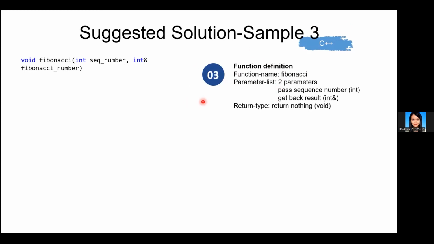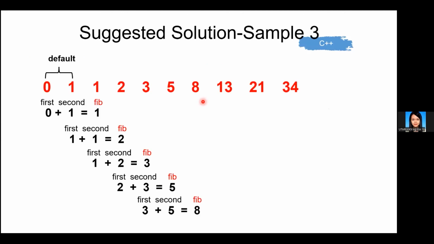Okay, so we're back to here. We have to think of how we can find the correct Fibonacci number according to the sequence number keyed in by the user, right? So we try to look at this slide. You can see this is the Fibonacci number: the first, second, third, fourth, fifth, sixth. The first two numbers are default values 0 and 1. So how can we get a Fibonacci number? We just add the previous two values: 0 plus 1 gets 1. This is the third Fibonacci number. And then after that, 1 plus 1 is equal to 2.